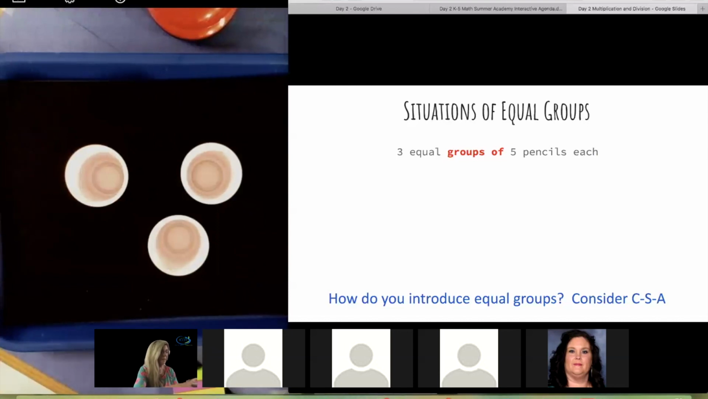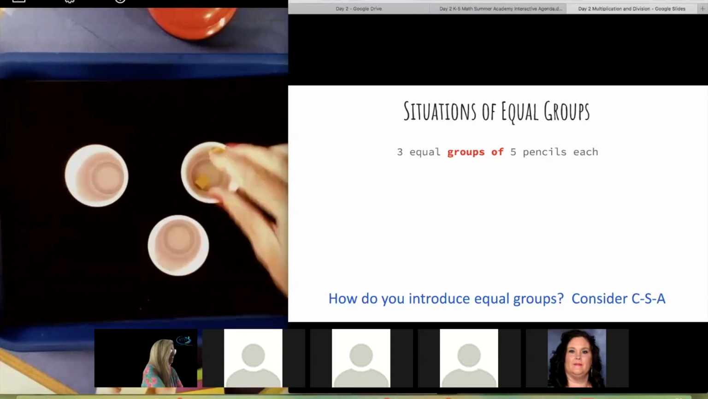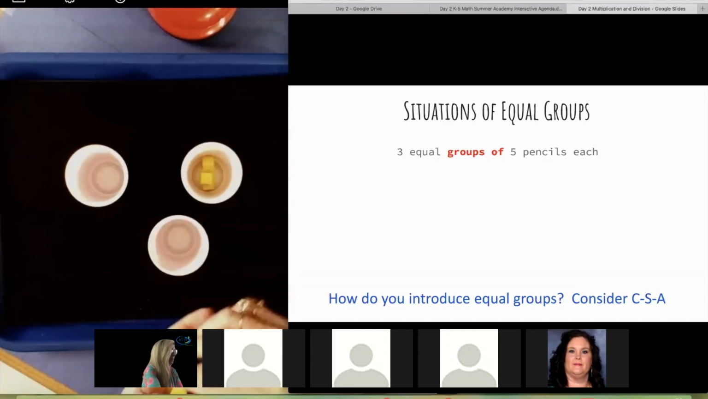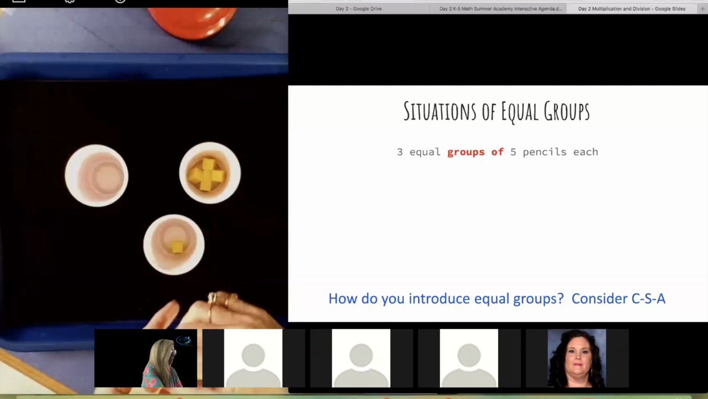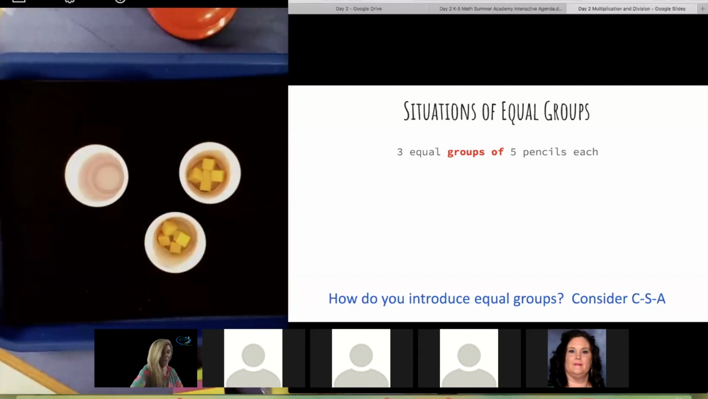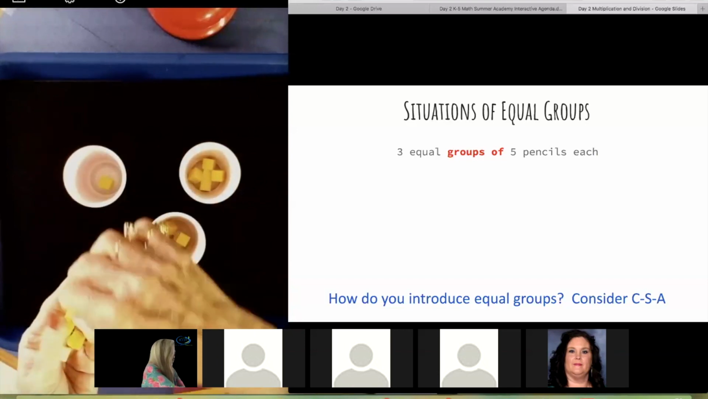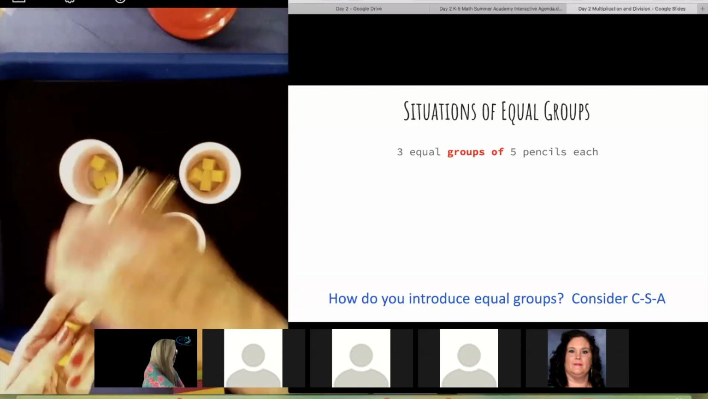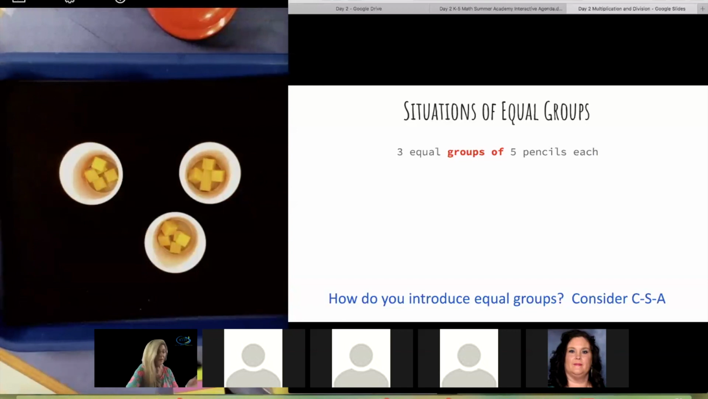And then you use those 5, use objects. And we're going to put 1, 2, 3, 4, 5, 1, 2, 3, 4, 5, 1, 2, 3, 4, 5. So you can do something like that with the kids.